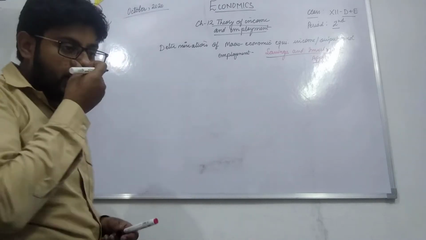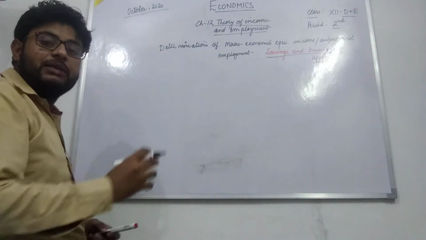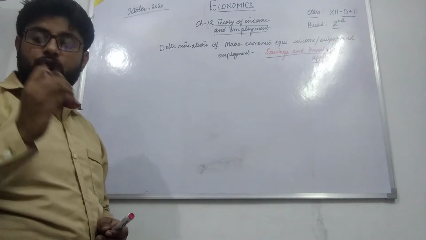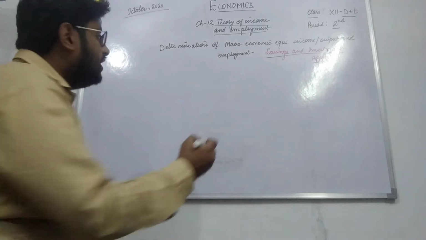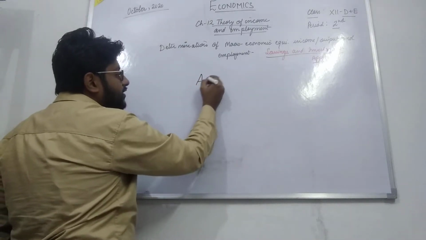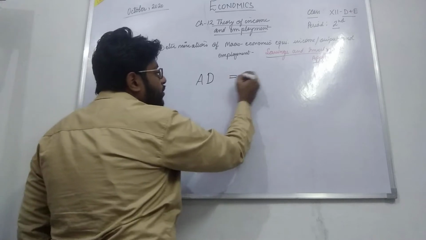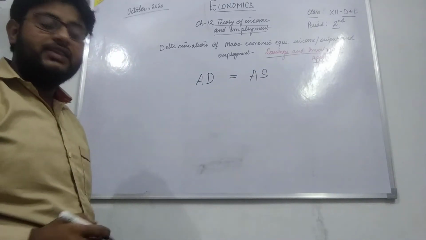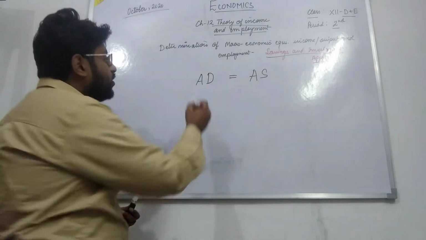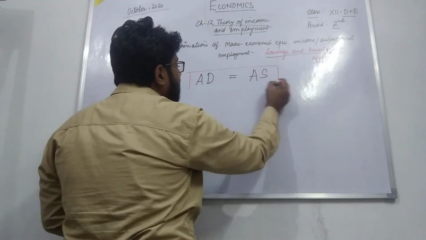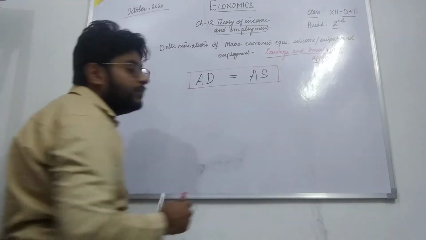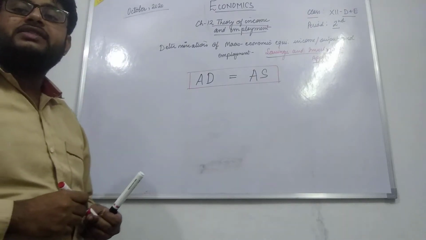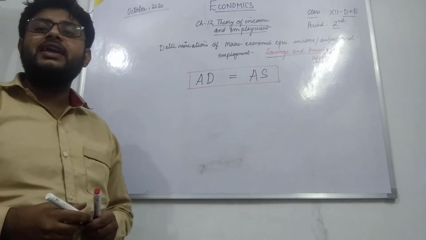We all know that at the equilibrium level our aggregate demand is equal to our aggregate supply. We all know that this is the macroeconomic equilibrium. An economy as a whole will be at the equilibrium when the aggregate supply is equal to its aggregate demand.